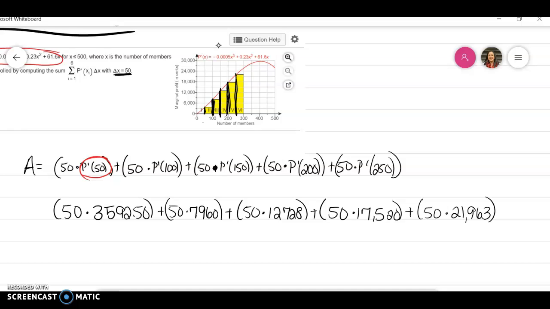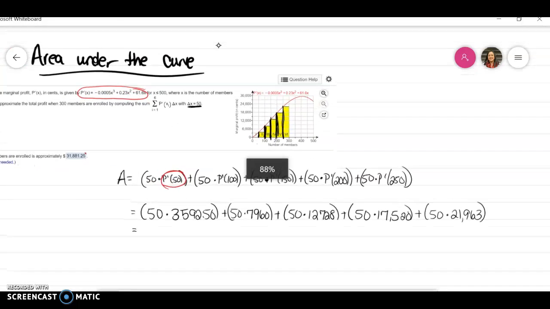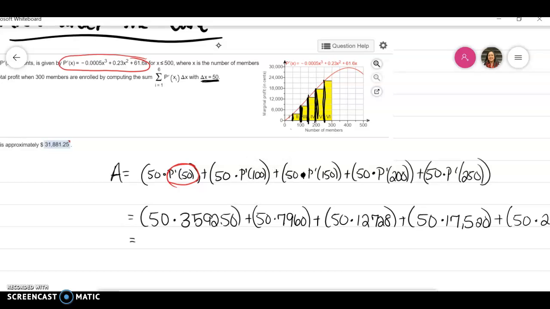21,963. And guys, I promise you that if you add all of that up, you're going to get the answer they were looking for, because I just did it a few minutes ago to check myself, which was 31,881.25. So again, guys, all we did here was find the area under the curve.